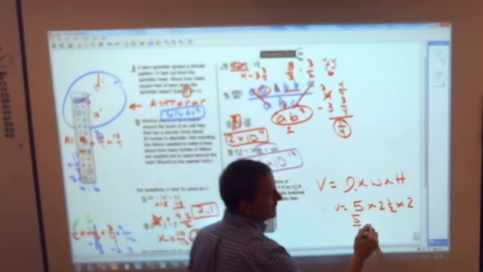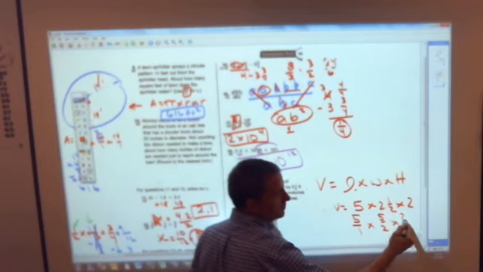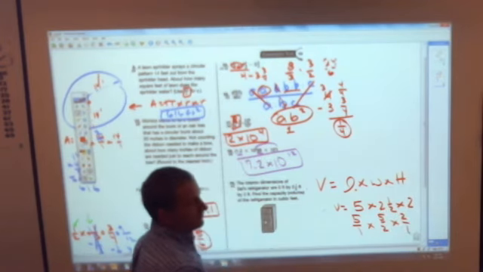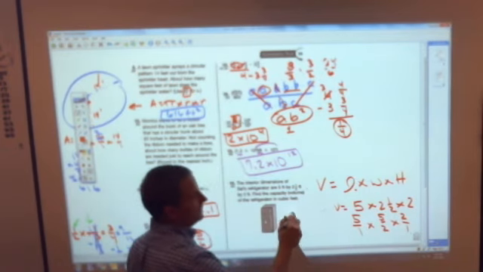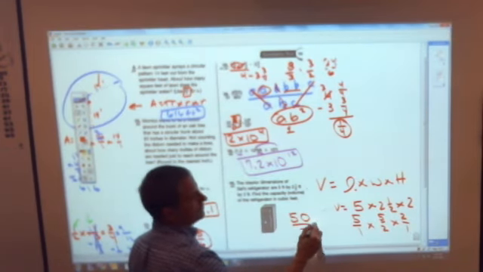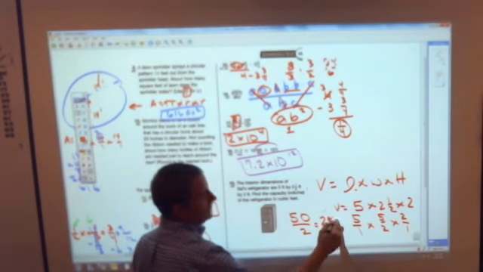5 over 1 times 5 over 2 times 2 over 1. That's the whole problem here. You get 5 times 5 is 25 times 2 is 50 over 2. And if you divide that out, you end up with 25 feet squared.